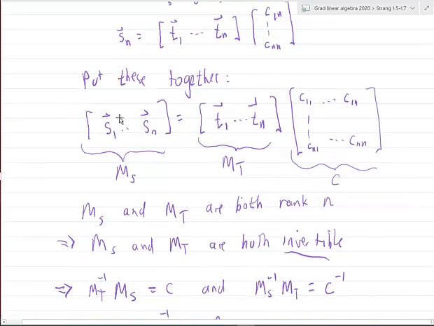So I'm going to call this matrix of S basis vectors MS. I'm going to call this matrix of T basis vectors MT. And I'll call this matrix C. Now, what do we know about these two matrices? Well, they're both of rank n. Why is that? Because the columns of MS are the basis vectors in S, and they're linearly independent. The column vectors of MT are basis vectors of T, linearly independent.